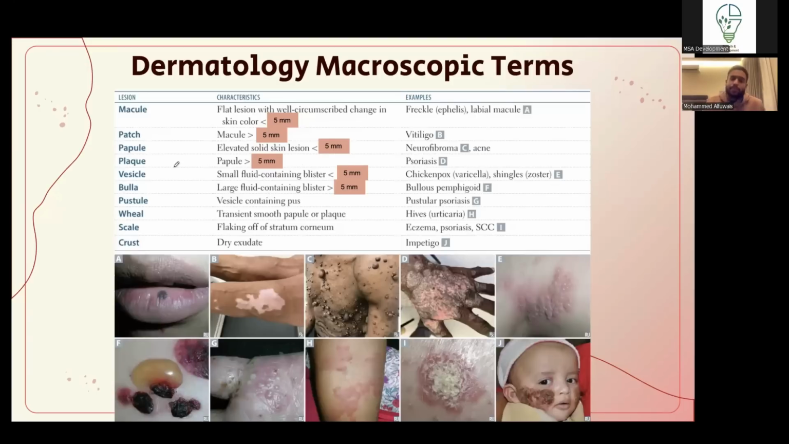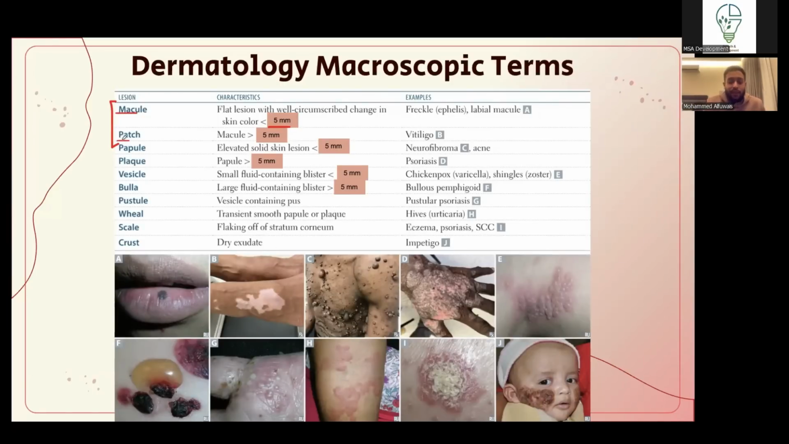So let's start with this. Firstly, you have two flat lesions that you need to remember, which are a macule and a patch. What's the difference between them? 5 millimeters. If it's less than 5, macule. More than 5, patch. That's it. These are flat lesions.